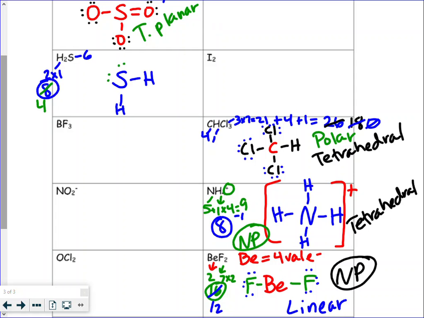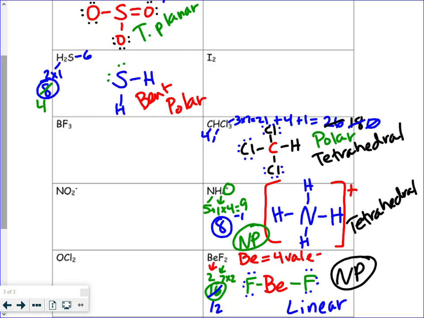So, central atom, 2 lone pairs, 2 things attached. What is the shape? This is a bent shape one. So, does the central atom have lone pairs? Polar or non-polar? Polar, very good. Any questions?